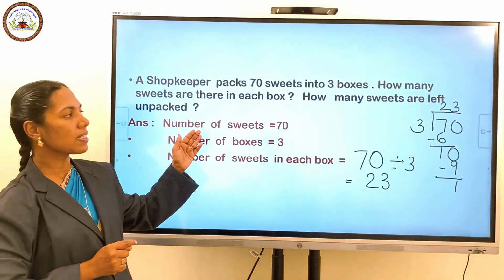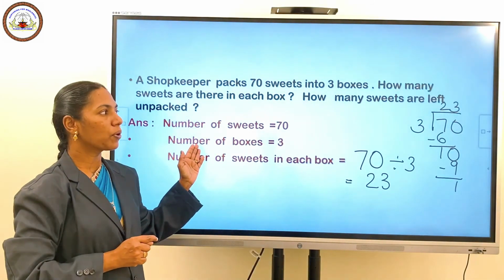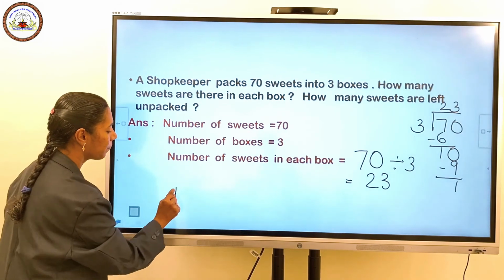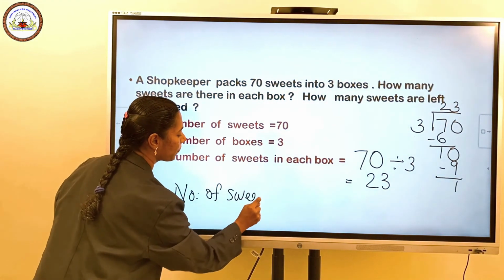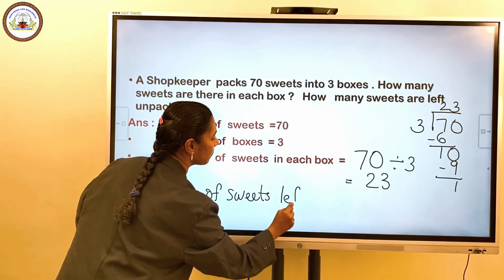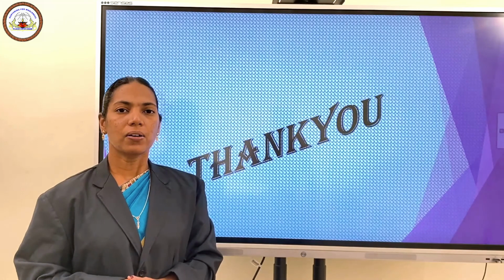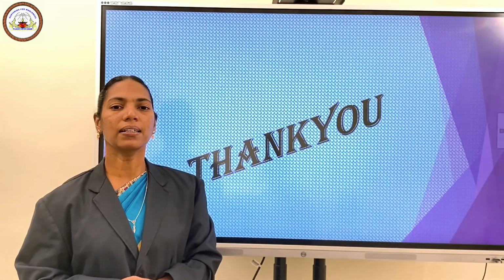And one more question is there. How many sweets are left unpacked? Number of sweets left is the remainder. So we can write number of sweets left is equal to 1. While dividing, always remember the fact the remainder will always be less than the divisor.